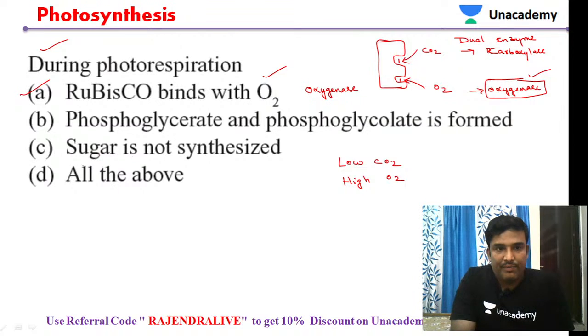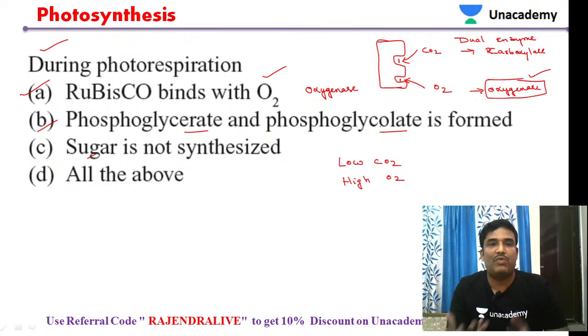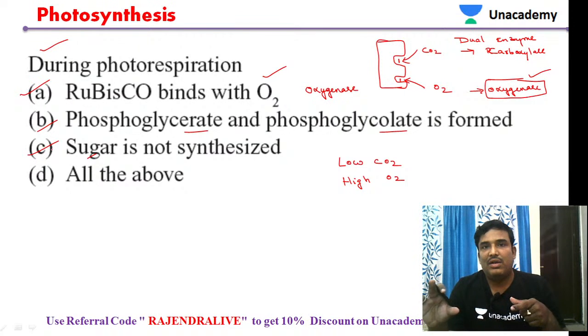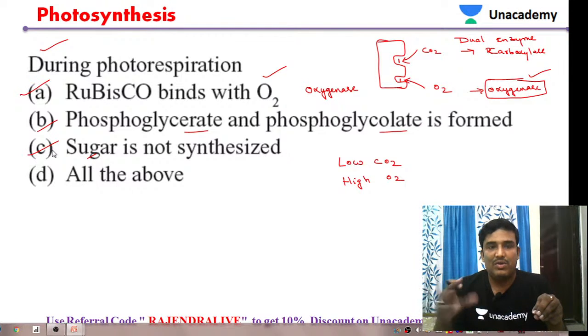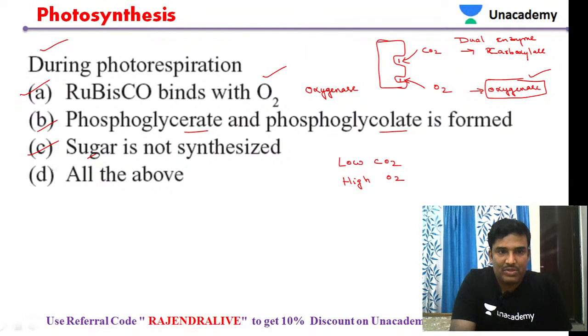Then, if you see the next statement, phosphoglycerate and phosphoglycolate are produced. Yes, this is a right statement. One molecule of phosphoglycerate and one molecule of phosphoglycolate are both formed. Then, sugars are not synthesized. Yes, no doubt about it. During photorespiration there is no synthesis of any sugar. As sugars are not synthesized, this process is considered a wasteful process. So based on this, we can conclude that all the statements are correct in this particular question.